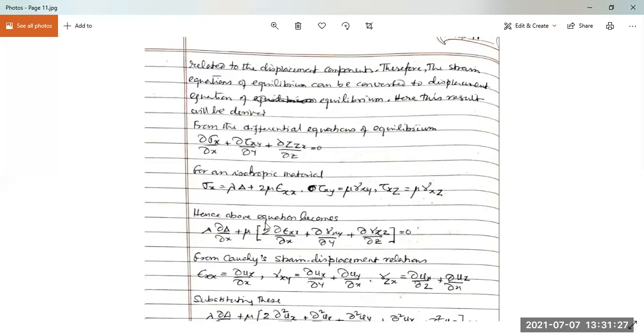Hence, this above equation becomes, if we put the respective values here: ε_x, γ_xy, γ_zx, etc. If we place these in the above equation, it becomes λ ∂Δ/∂x + μ[2 ∂ε_xx/∂x + ∂γ_xy/∂y + ∂γ_xz/∂z] = 0 itself.